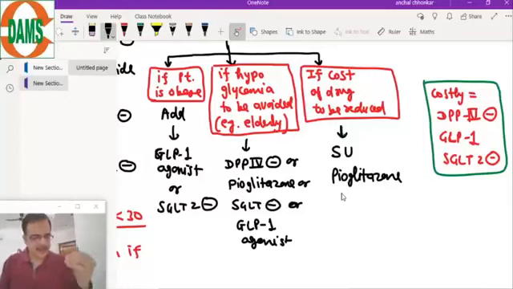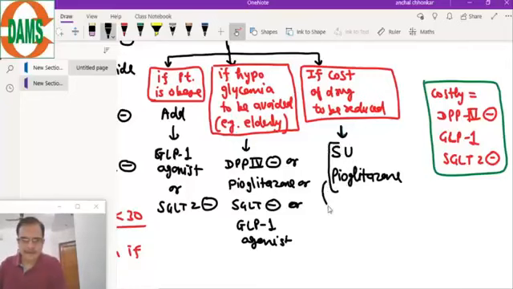What if patient is not obese? So if a patient is not obese, then we will go for sulfonylureas or pioglitazone. So these agents can be given if patient not obese. Yes, it is after the 2 grams of the metformin. 2 grams of the metformin we can give.